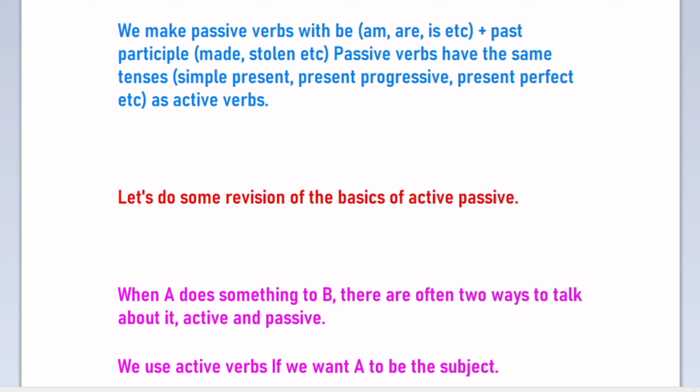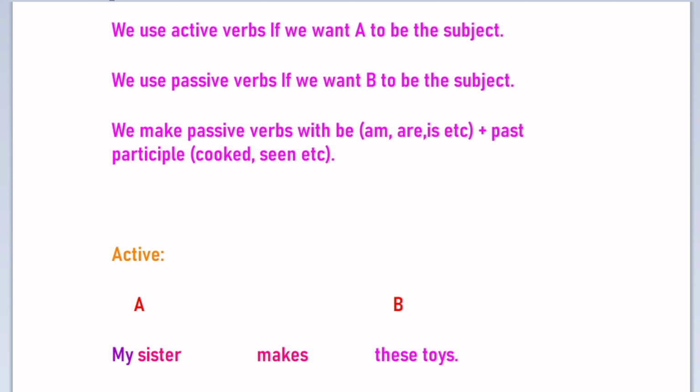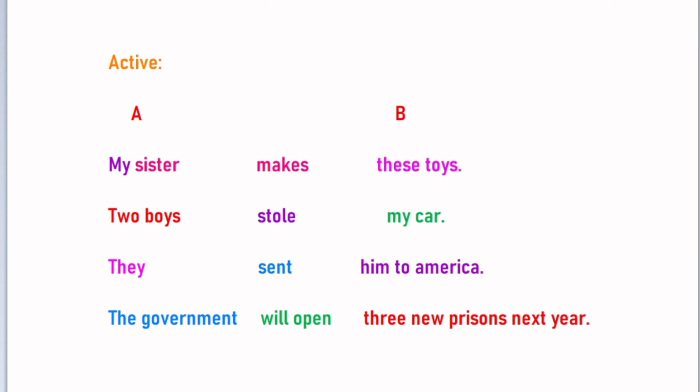Let's do some revision of the basics of active and passive. When A does something to B, there are often two ways to talk about it, active and passive. We use active verbs if we want A to be the subject. We use passive verbs if we want B to be the subject. We make passive verbs with be, am, are, is, etc. plus past participle, cooked, seen, etc.